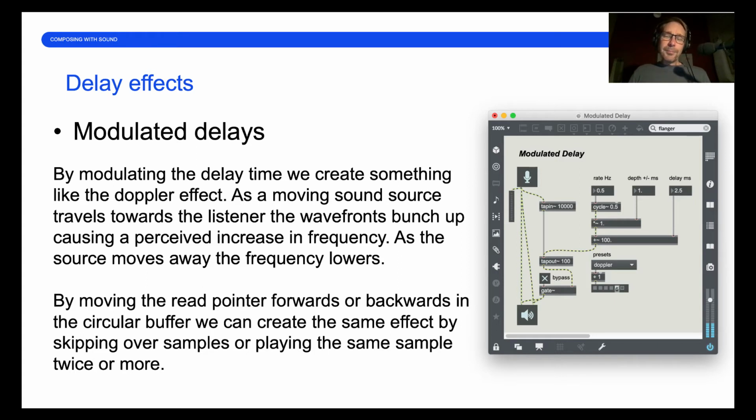And now what happens when we do that is when we're moving forward, we skip over a number of samples, effectively speeding up the playback rate. Or as we move the pointer backwards, we play some of the same samples twice or more, reducing the playback rate and therefore reducing the pitch.